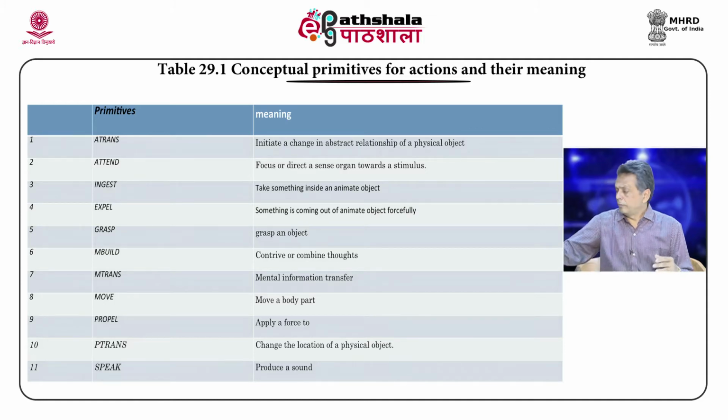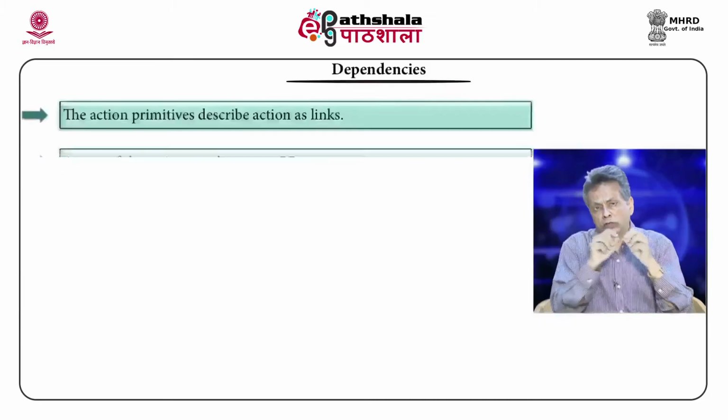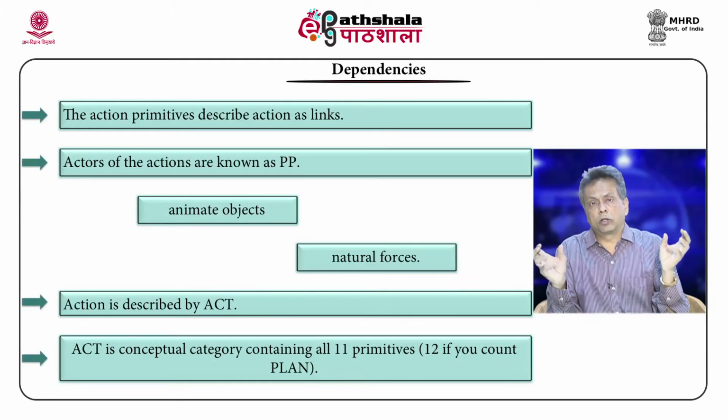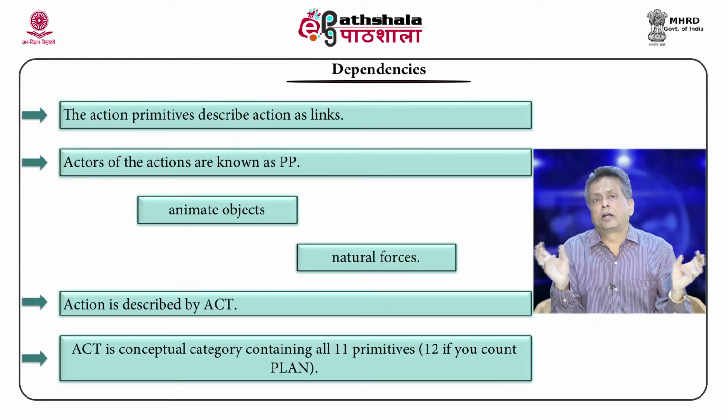So, we have a table which summarizes all the primitives and their work. Now, the second thing that we will have to look at, once we have looked at those primitives which can represent actions or verbs, are the links. Those links are known as dependencies, and very rightly so, because they talk about how one object is dependent on the other one.